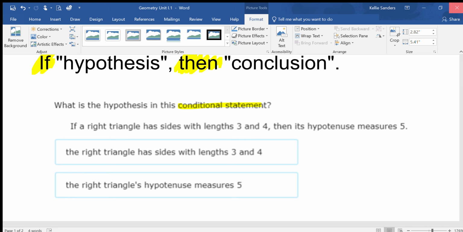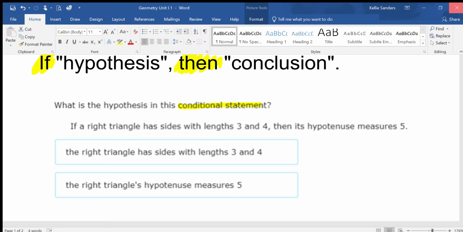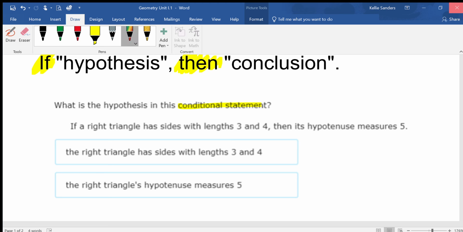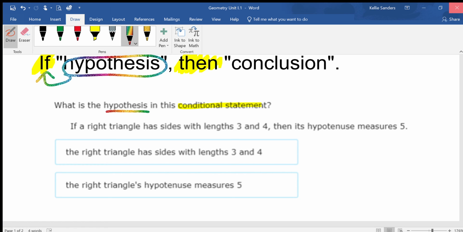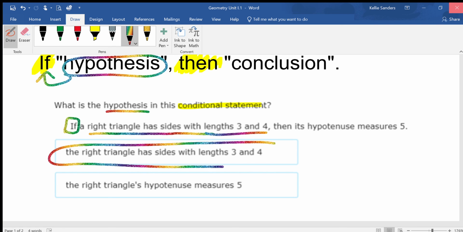Okay, so here we are. We're going to go back to home. We're going back to draw. Okay. So, what is the hypothesis? The hypothesis is the part that usually comes after the word if. Here is the word if. So, what comes after the word if? Right triangle has sides lengths of 3 and 4. So, that's the hypothesis. So, that's what you're going to be picking.